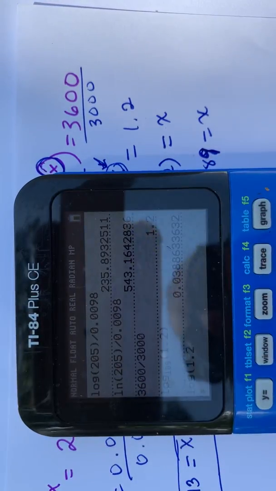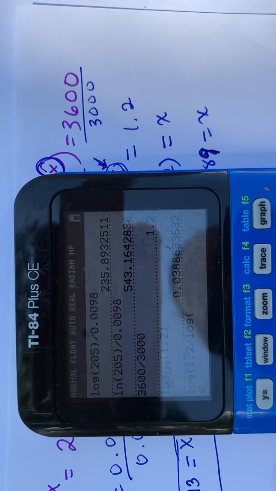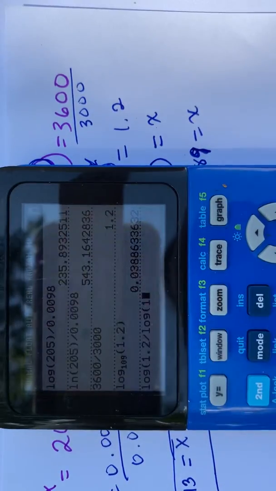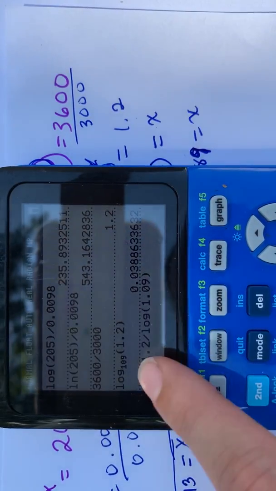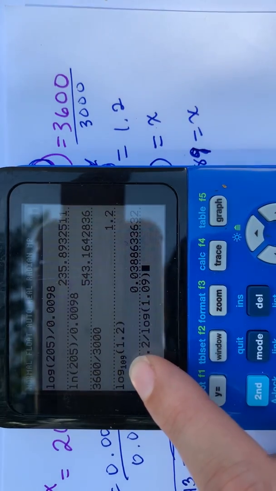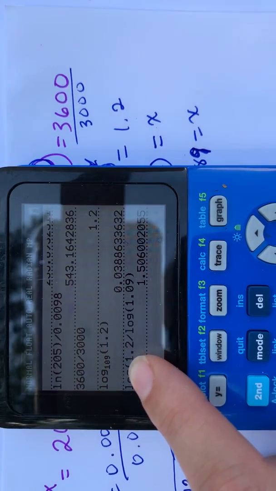If you're using the change of base formula, remember that's log of 1.2 divided by log of 1.09. Wonder if I did that one wrong. I think I put it in. I'm looking back at my work over here. I don't know if you noticed I forgot to put my decimal. So that's the true answer.